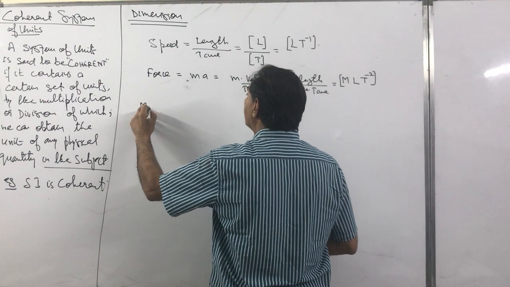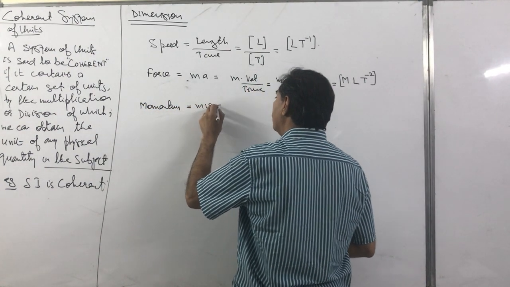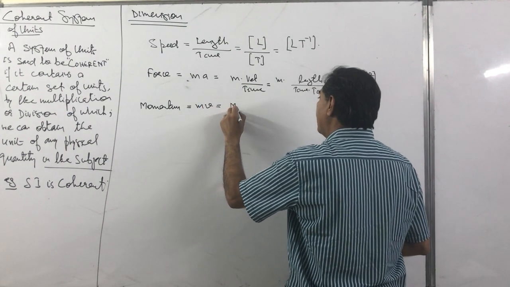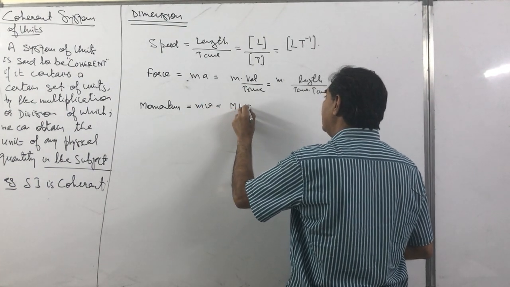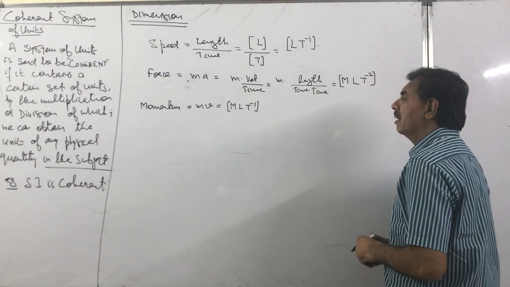Okay, it could be momentum. M into V, where V is speed or velocity. M and V is LT minus 1. And so on.